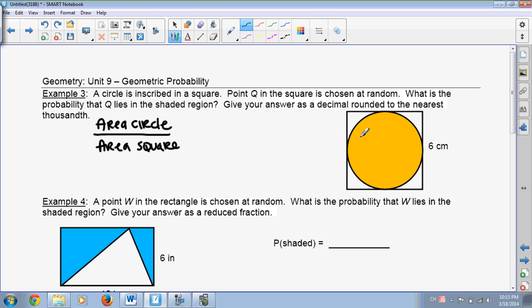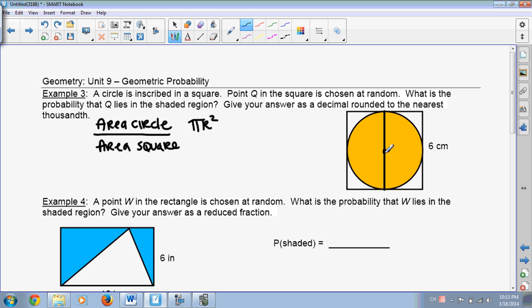Okay, so first off, let's find the area of a circle. We know the area of a circle is pi r squared, so we need to find the radius. Well, we do have the diameter, since 6 is the side length of our square. It's also the same distance from edge to edge of our square, so this is our diameter of 6.